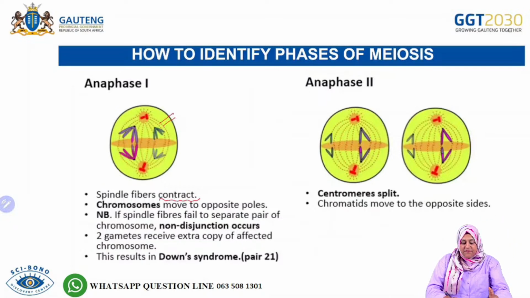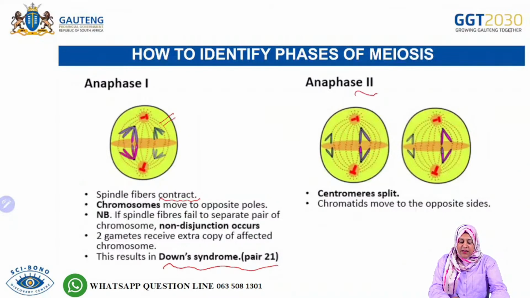Remember that if they fail to separate, this leads to a very important process called non-disjunction, and this generally occurs with the chromosome 21 pair, which leads to the disorder called Down syndrome. With regards to anaphase 1, remember you've got homologous pairs aligned at the equator, and one whole chromosome is pulled to the north pole and one to the south.